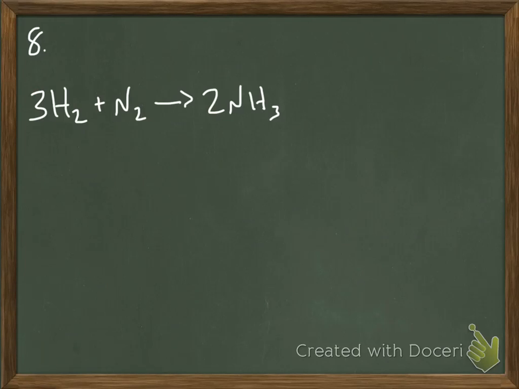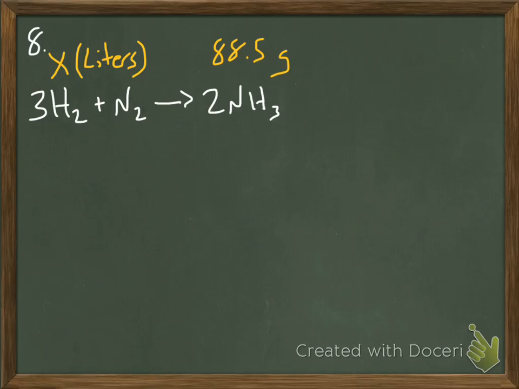Alright, number 8. The question is how many liters of hydrogen? So we can put an X next to the hydrogen. And then we have 88.5 grams of ammonia. So we only need to find 1 molar mass here. Let me put liters in parentheses so that you don't forget.